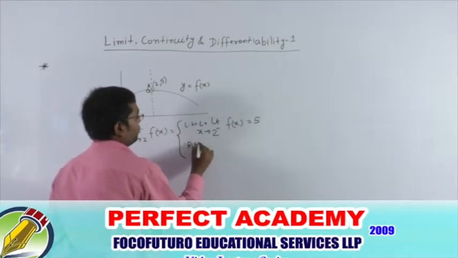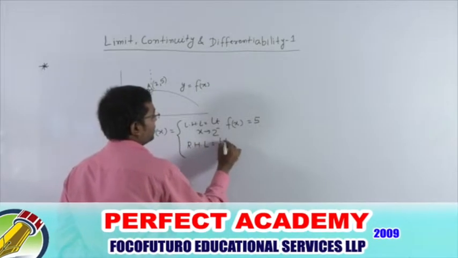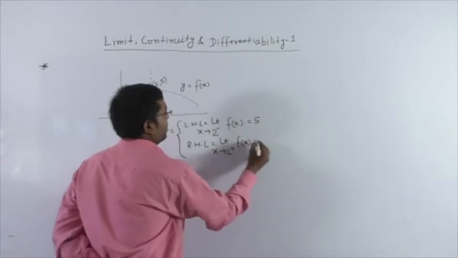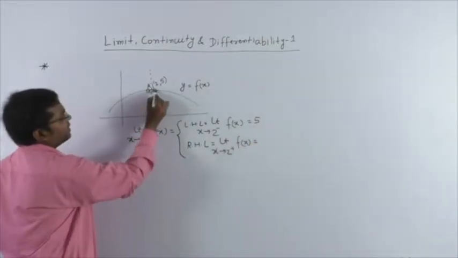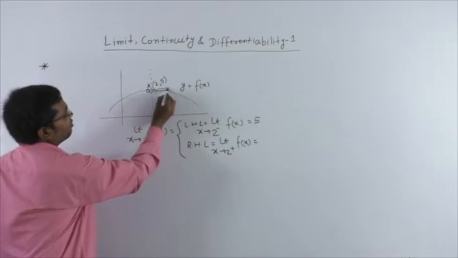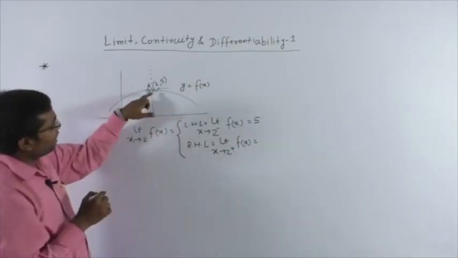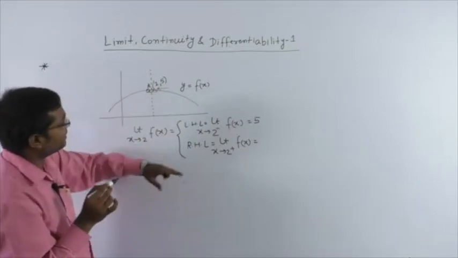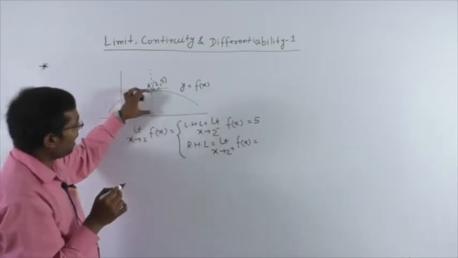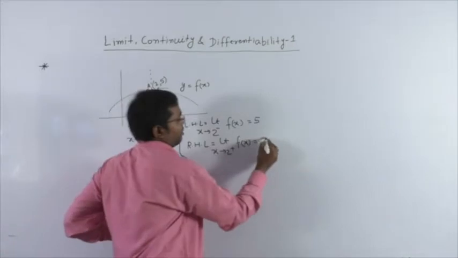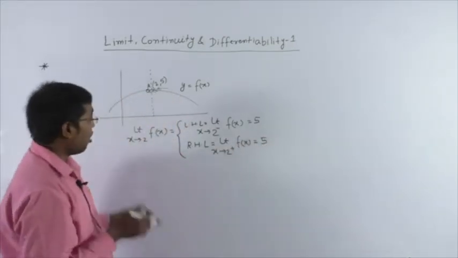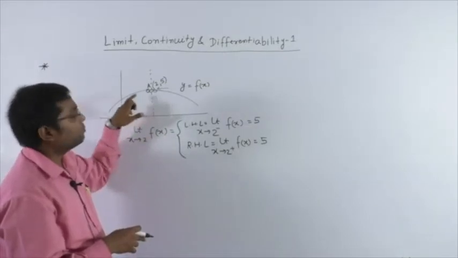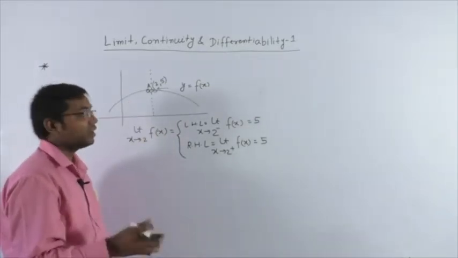Similarly, if we write the right hand limit, we can write x tends to 2 plus f(x). Now see, if you are going from the right hand side, the value at 2 will not exist, but at 2 plus, that is just right of a, the height will be 5 only, right? Hence, although in this case the function was not defined at x equals 2, still the limiting value of this function is defined.